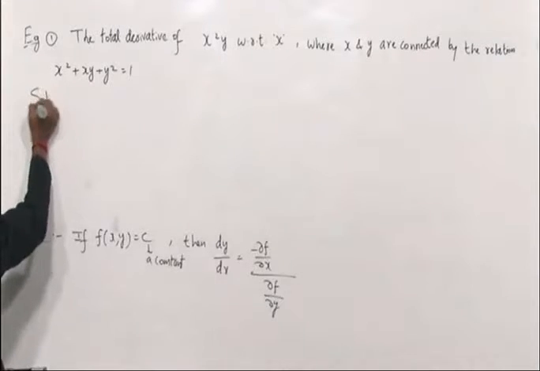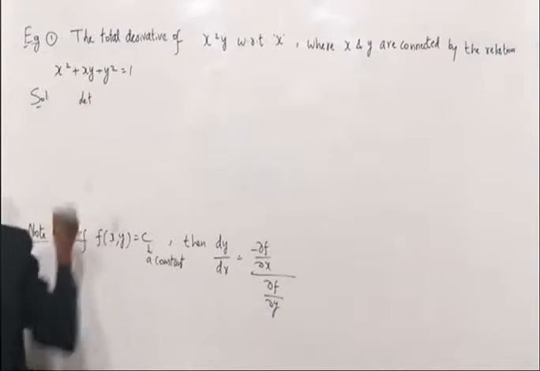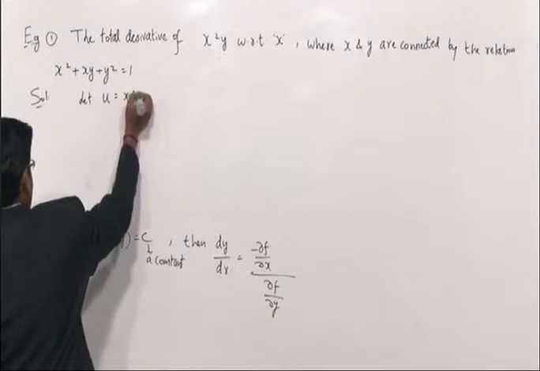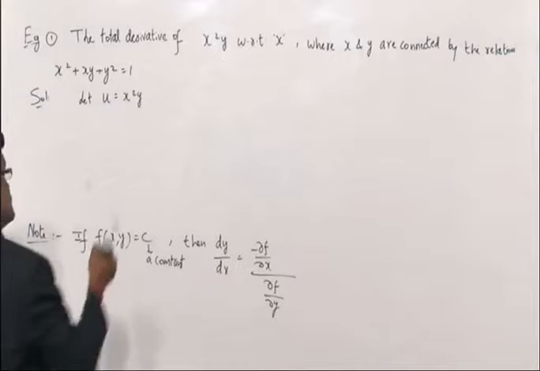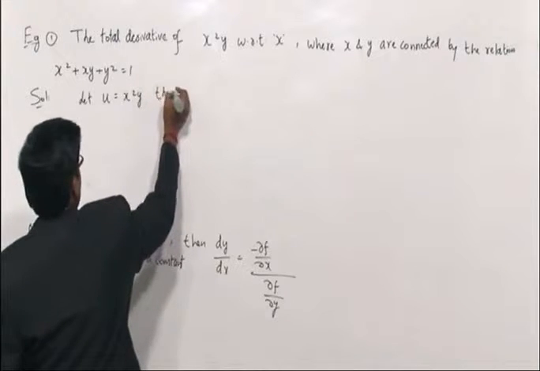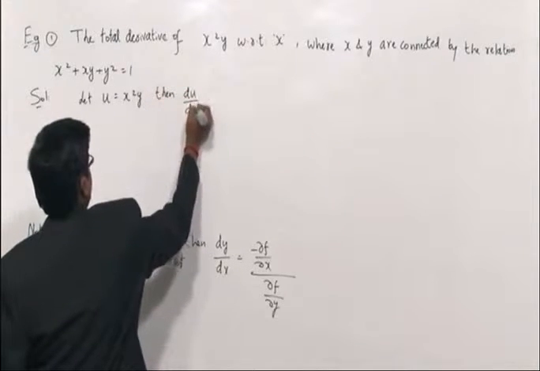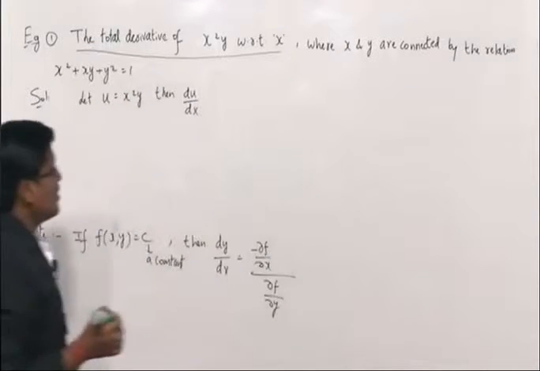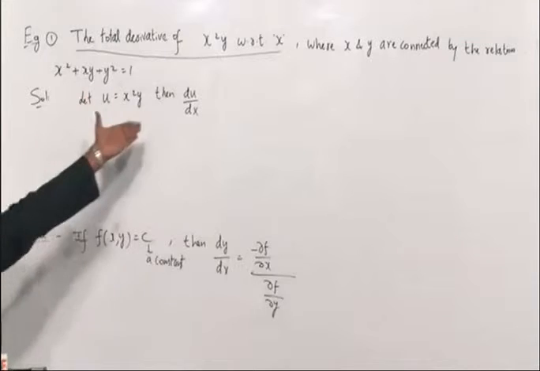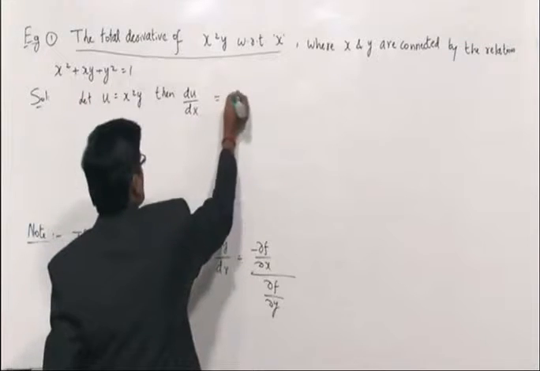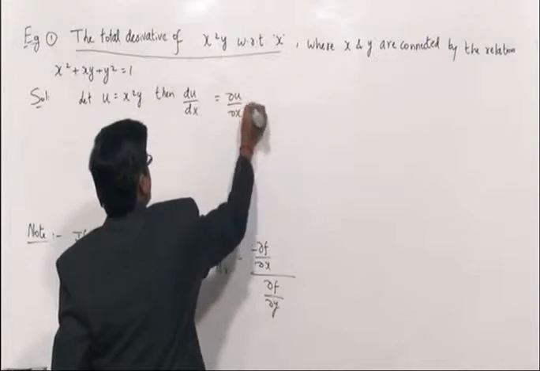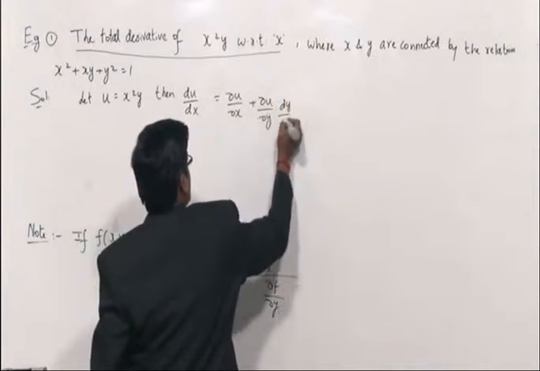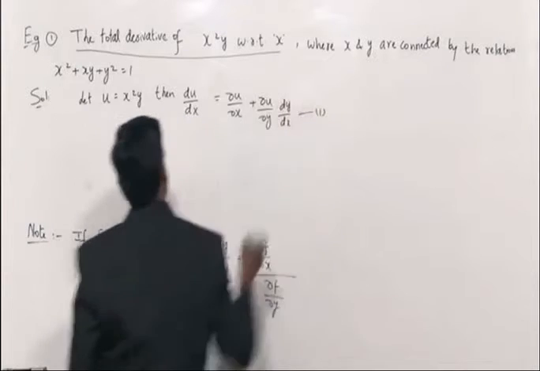Solution. Here, the derivative of which quantity are we finding? x square y. Let us take u is equal to x square y. Then what do we require? du by dx. Listen to this sentence, what I underlined: total derivative of x square y, I have taken as u. So we require du by dx. What is the formula? Del u by del x plus del u by del y into dy by dx. Let us call it equation 1.